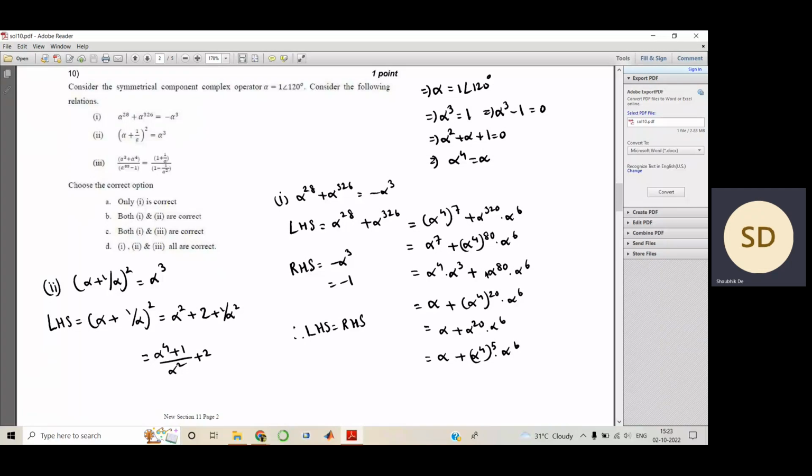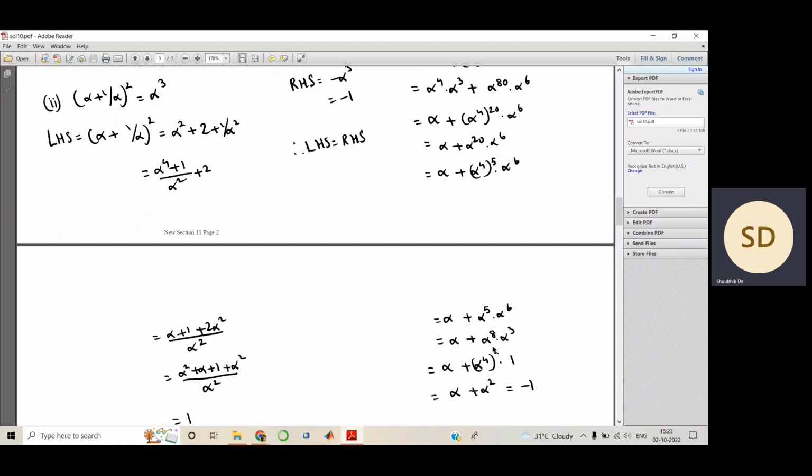Now as we did in the previous step, we are replacing 80 by 4 into 20. So this alpha to the power 4 becomes 1, this becomes 20. We repeat this process again here. And this is extended to the next page like this. You go down like this. So now this becomes alpha 11, right? So alpha 5 into alpha 6. So this becomes alpha 11.